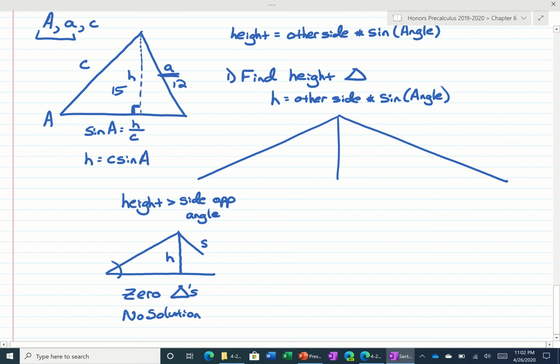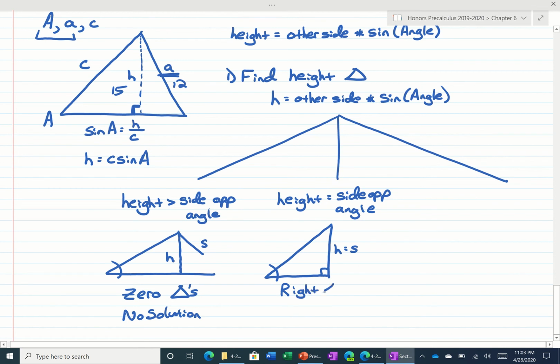All right. Another thing that could happen is that the height could equal the side opposite the angle. If that happens, your angle is here, your height, and that side would be equal. Well, that would be a right triangle. So we'll say a right triangle, and there's one solution.